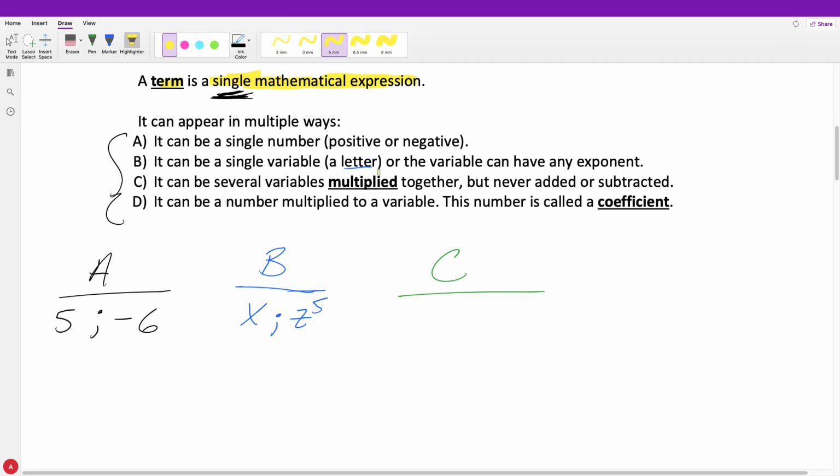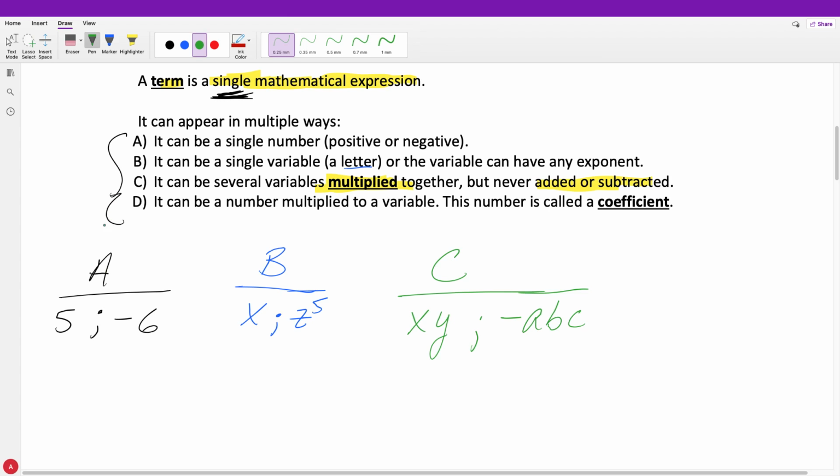The next way it can be represented is as several variables that are multiplied together, but never added or subtracted. We'll explain that later on, and come back to it at the end of this part of the video. But it could be several variables that are multiplied together. We can have xy, or we can have negative abc. In this case, we have multiple variables being multiplied together, but they're never added or subtracted, meaning the variables aren't added or subtracted.